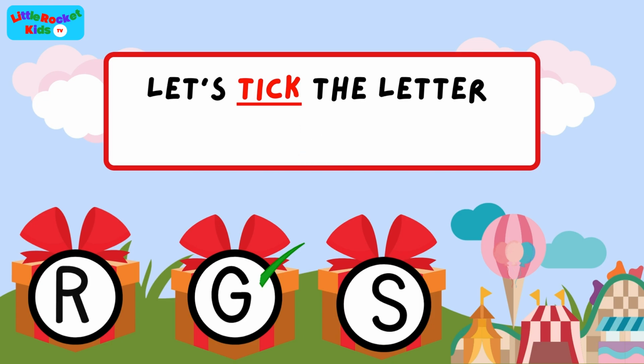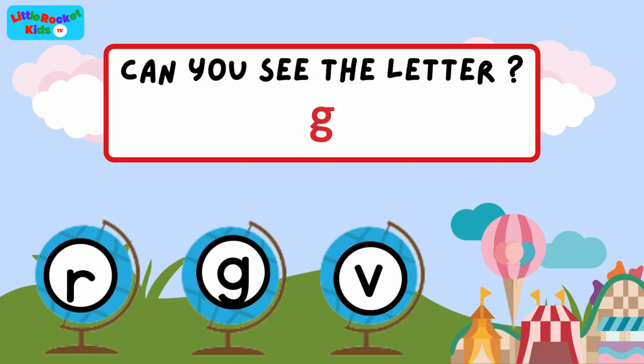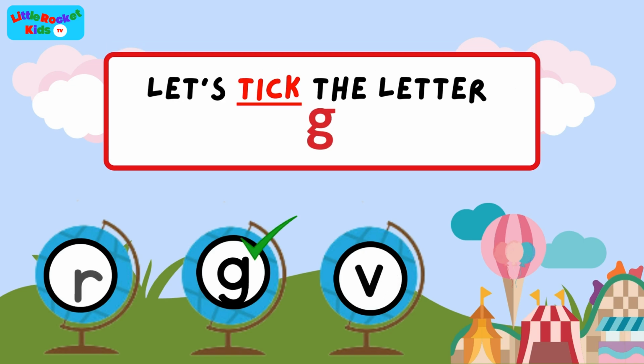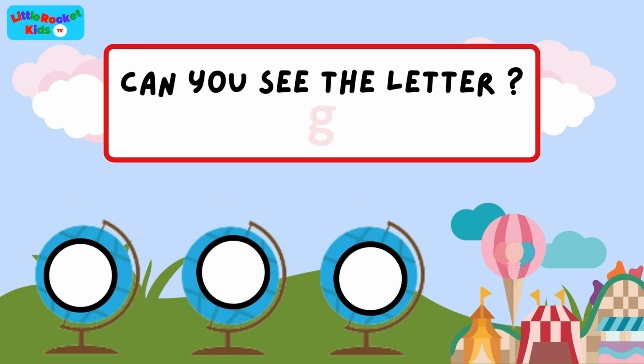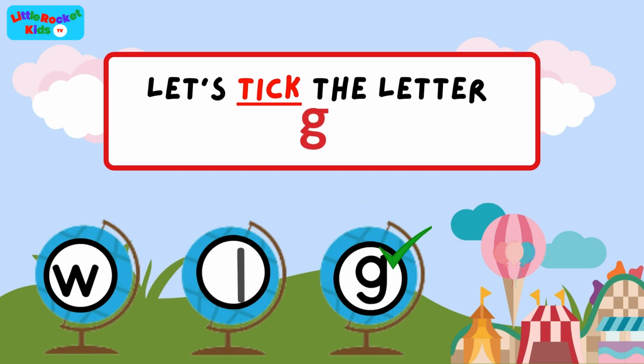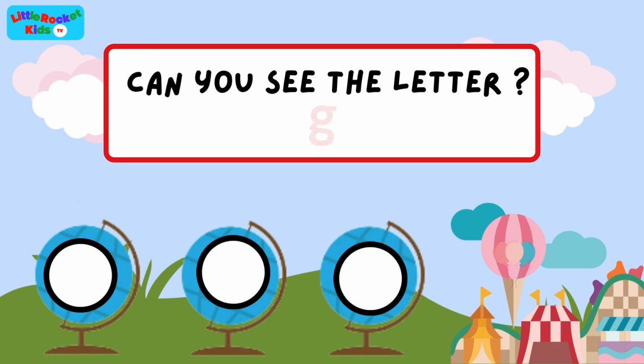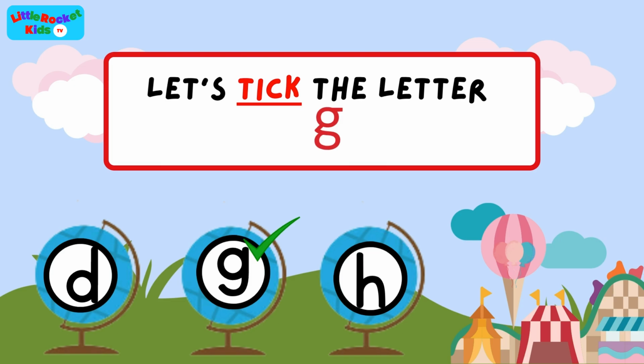Well done. Now children, are you able to find small g? Come, let's tick it together. Yes, that's right. One more time. Can you find small g and tick it with me? Wow, great. Correct. Now last time. Can you find it? Let's tick it. Yes, that's right. Very well done.